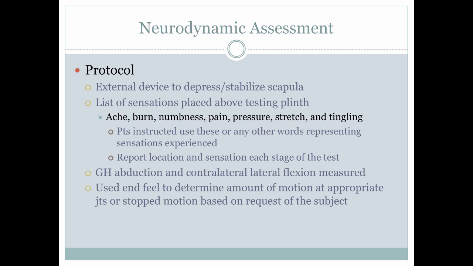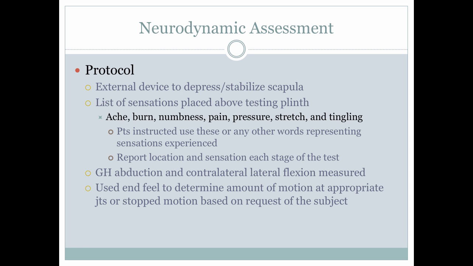A list of sensations were placed above the testing plinth. Those were ache, burn, numbness, and you can read the rest of them. They're very similar to the last study that we talked about. Patients were instructed to use these or any other words representing sensations experienced, so they did not have to be limited to those descriptors. They were also asked to report location and sensation during each stage of the test.